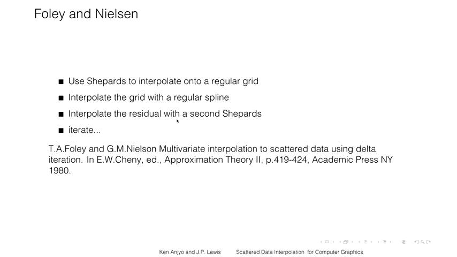But now what you do is you take the residual, the difference between what you've just interpolated and the original data values, and interpolate that with a second low-quality interpolation back onto the lattice, and iterate this procedure. So a way of getting good interpolators out of bad.